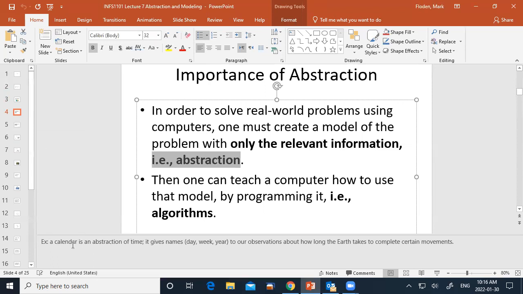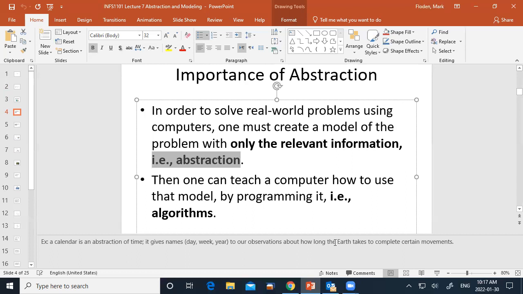What does it say here? For example, a calendar is an abstraction of time. It gives names of the day, week, year, and our observations about how long the Earth takes to complete certain movements. So you wouldn't want to have to say to somebody, okay, when the Earth has completed another 2/365 of a revolution around the sun, and when the Earth has spun around 2.5 times, I'll meet you at such and such a place. You don't want to say that. You want to say, 2 days from now, I'll meet you at such and such a place, halfway through the day.